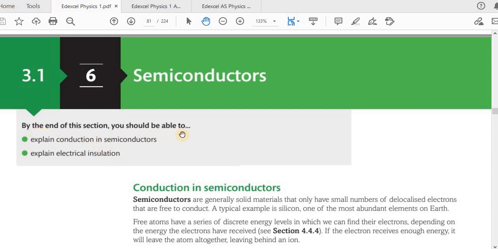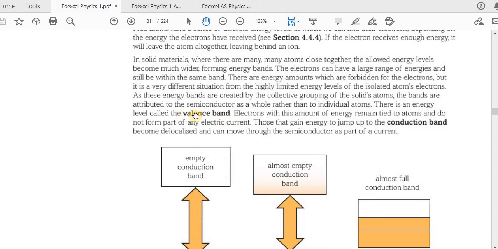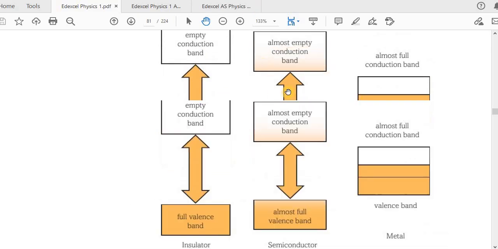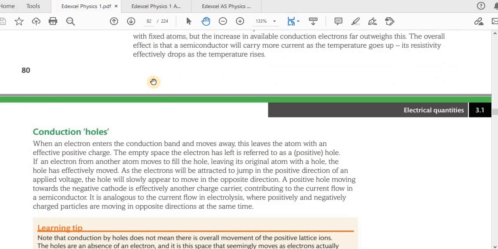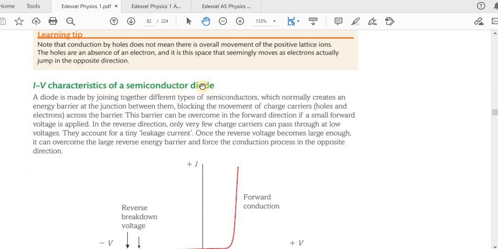By the end of this section, you should be able to explain conduction in semiconductors and explain electrical insulation. So we will learn conduction in semiconductors. We will see the valency band, the conduction band, and how this relates to conduction in metals, semiconductors, and why insulators are insulators in regard to this. Then we will see what conduction holes are, IV characteristic of a semiconductor diode.